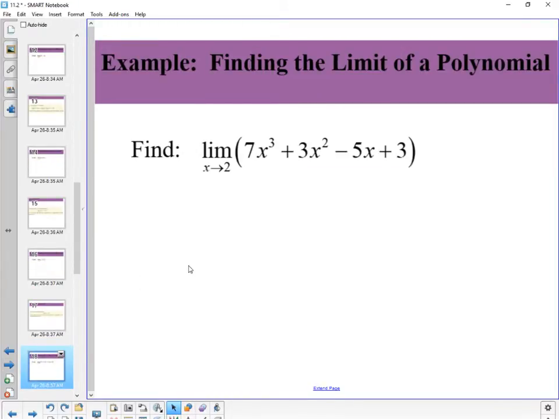So what's the limit as x approaches 2 for this polynomial? I know it. Give me a second. 12 minus 10 plus 3. That's a pay plus grade. I got a 61. What is it? 61 is correct. Why did I get 33? I need a calculator.